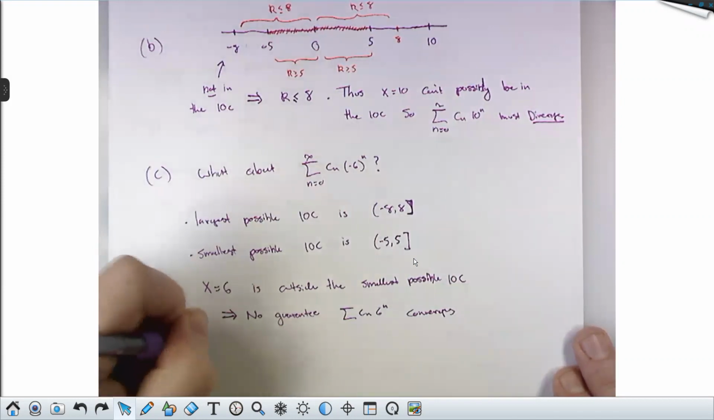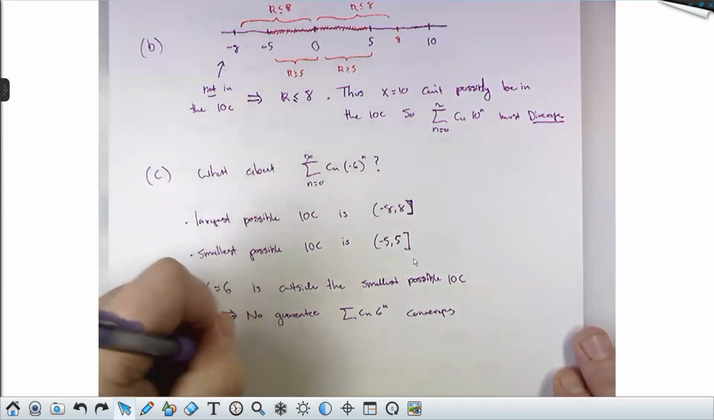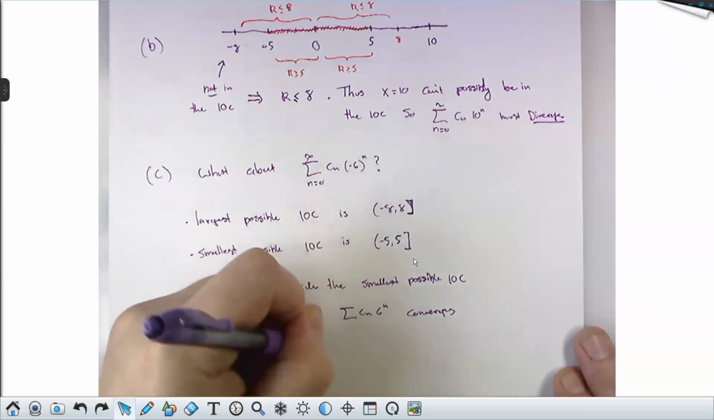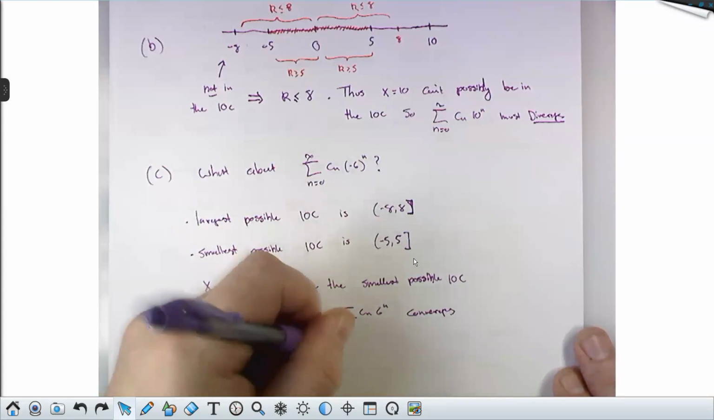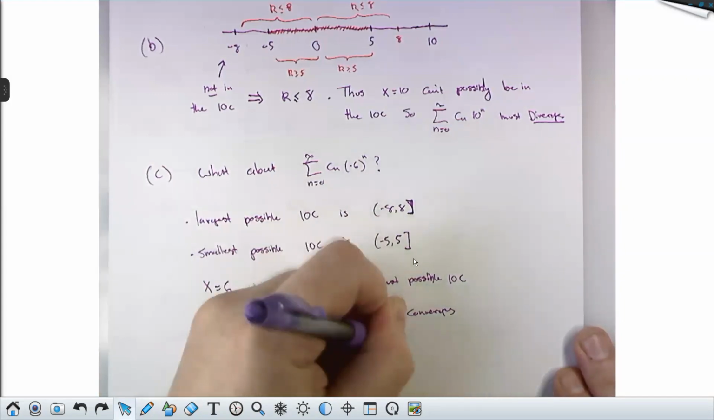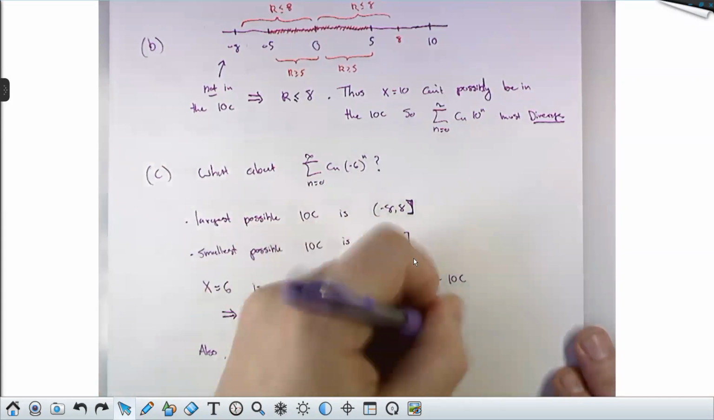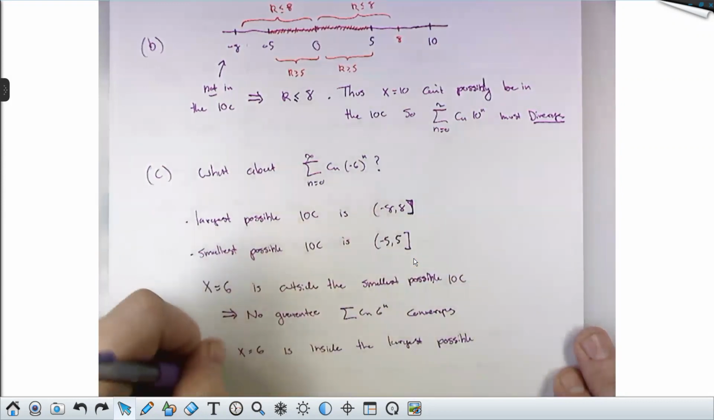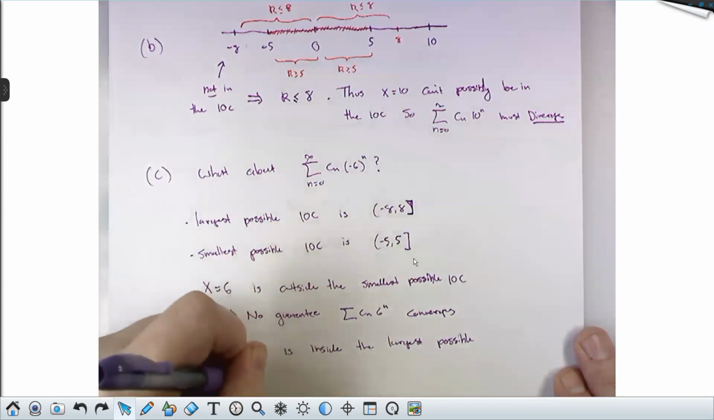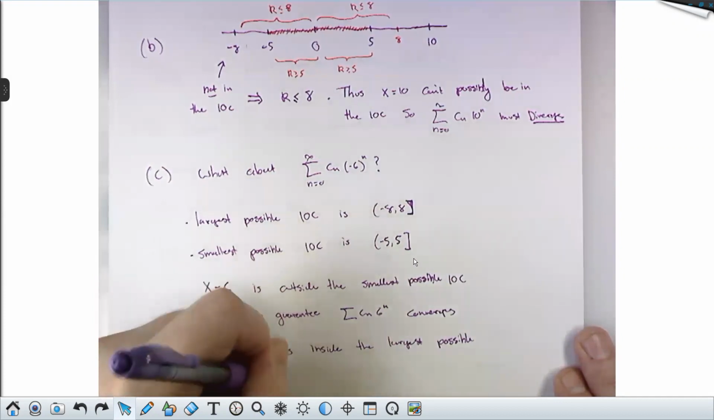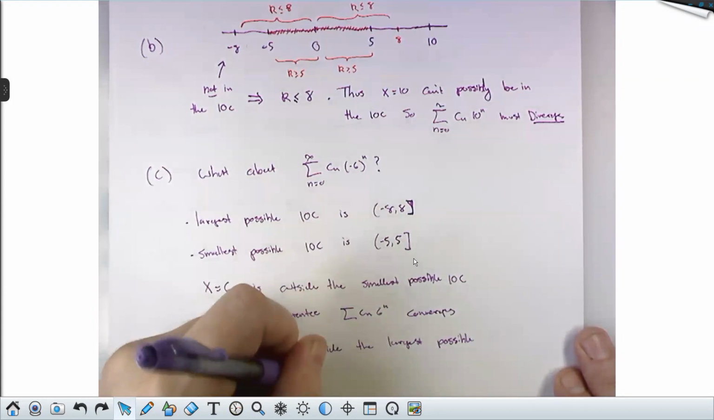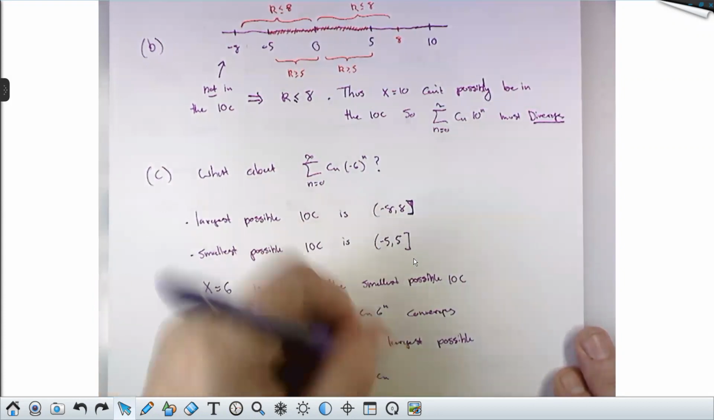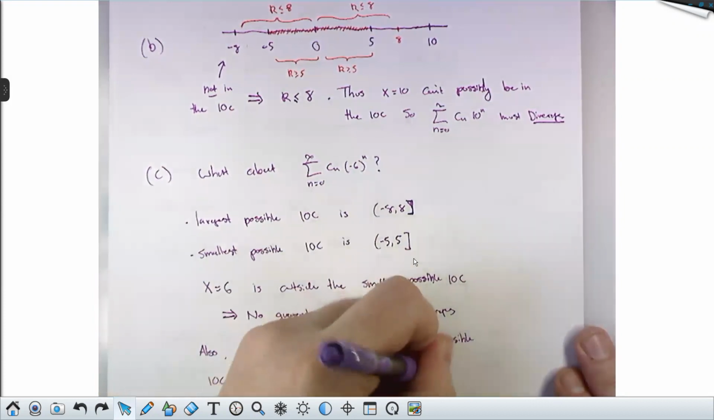But also, x equals 6 is inside the largest possible IOC. So there's no guarantee that the series sigma Cn 6 to the n diverges.